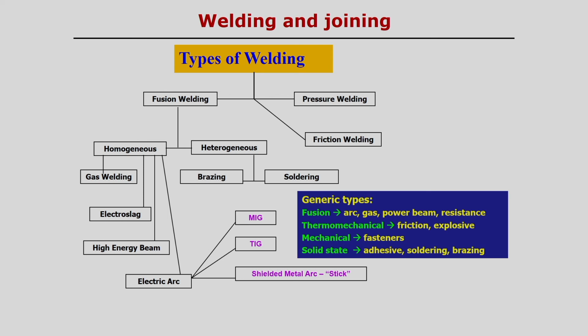Even in soldering and brazing, a filler material is melted, and then that melting material fills the gap between the two parent metals. The parent metal does not melt in this case, which is why it comes under the generic type of solid state welding processes. So, these are the overall classifications or categorizations of the different types of welding and joining processes.